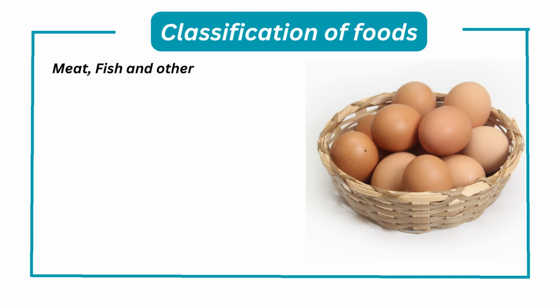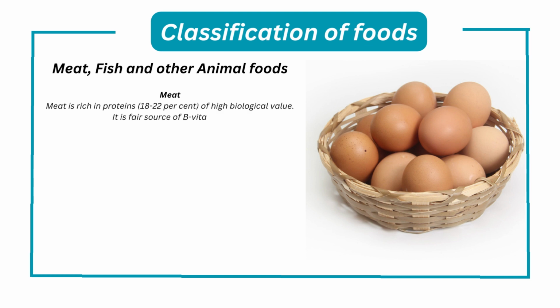Eighth, meat, fish and other animal food. First, meat. Meat is rich in proteins, 18 to 20% of high biological value. It is a fair source of vitamin B. It does not contain vitamin A, C, D and fiber.